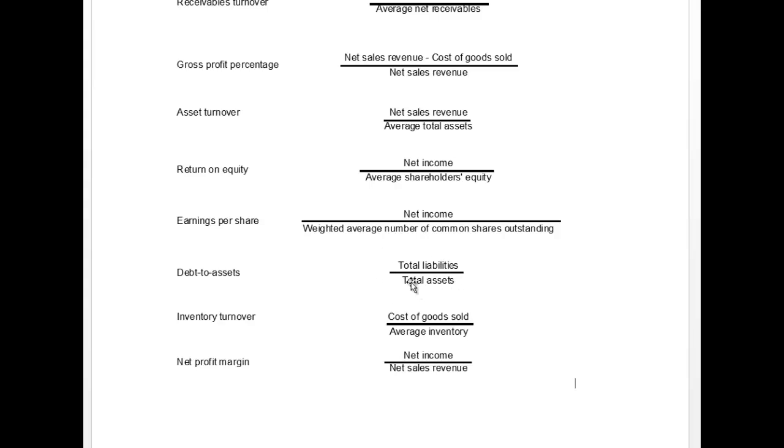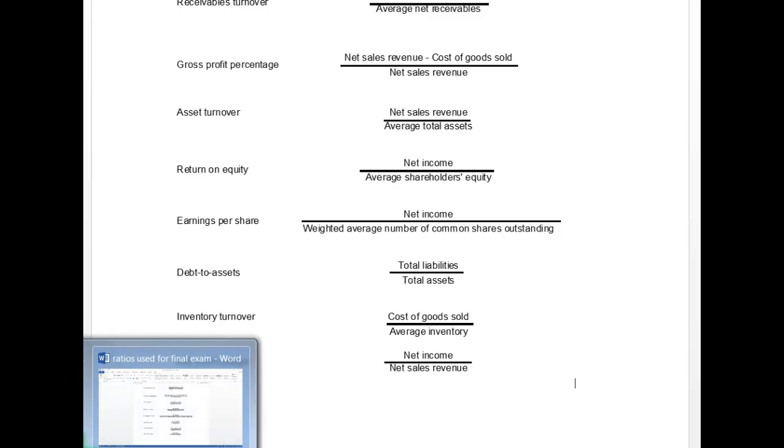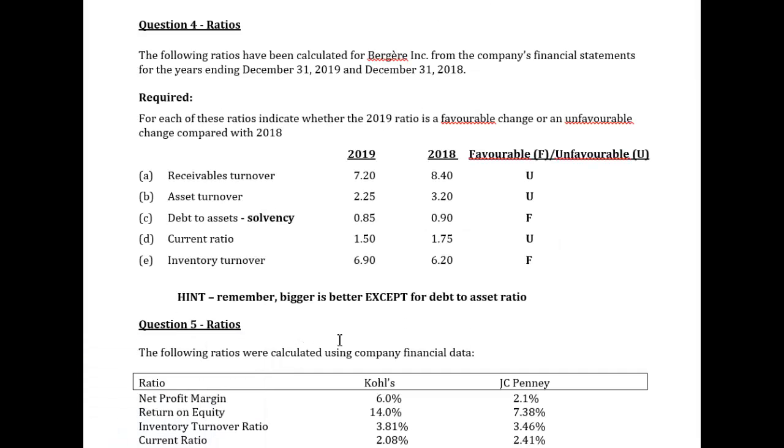So if we increase the denominator, that makes the whole fraction smaller. But if our liabilities are way bigger than our assets, that makes the ratio bigger, and that means we're not going to have enough assets to clear off all of our liabilities. So now we have to think, in this case, smaller is better. Remember, bigger is better except for the debt to asset ratio. So what do we have?